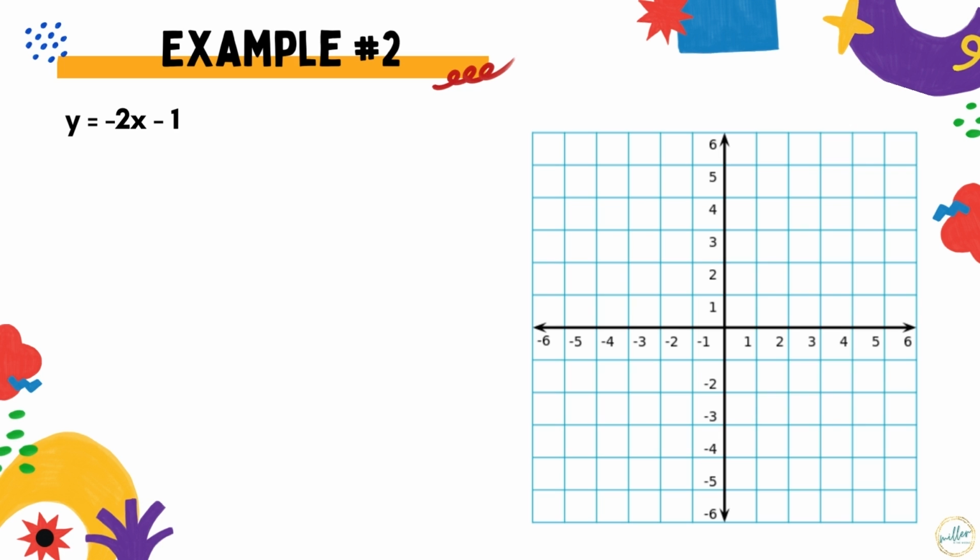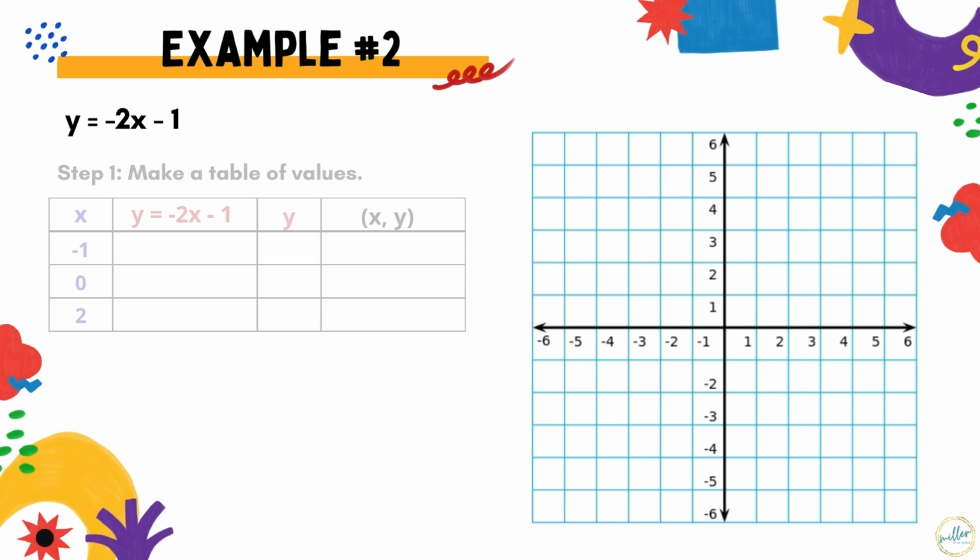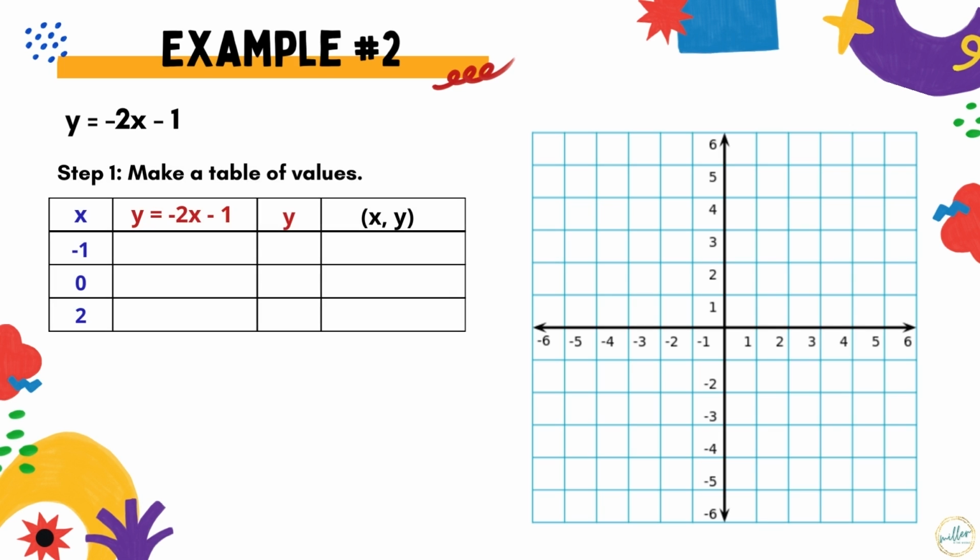Example number 2, y equals negative 2x minus 1. Step 1, make a table of values. First, we'll try x equals negative 1. Negative 2 times negative 1 is positive 2. Then subtract 1, and we get y equals 1. That gives us a solution of negative 1, 1.